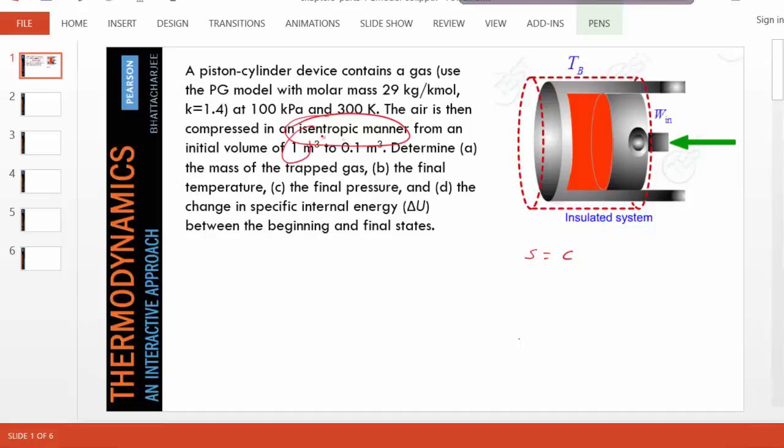Initial volume is given, final volume is given as by a ratio of 10. The gas is being compressed. We have to determine the mass of the trapped gas, final temperature, etc. So let's begin by calling these two states, state 1 and state 2. And let's list what is known about state 1 first.